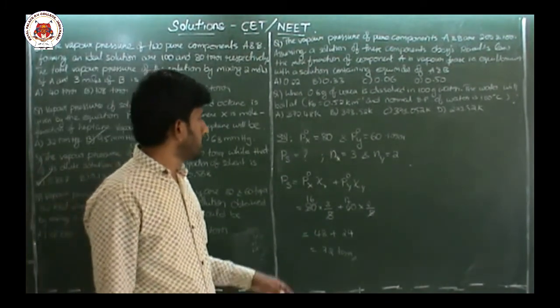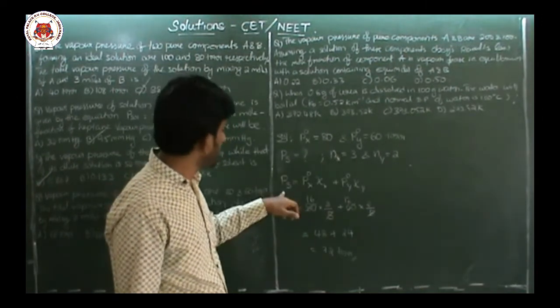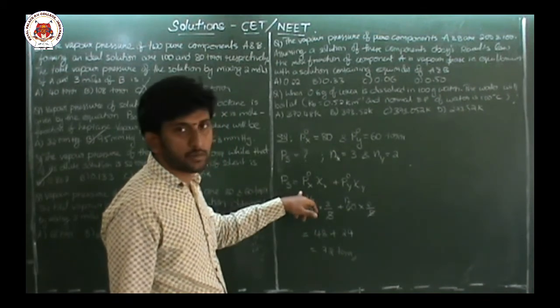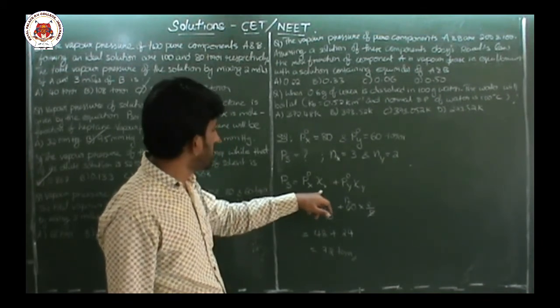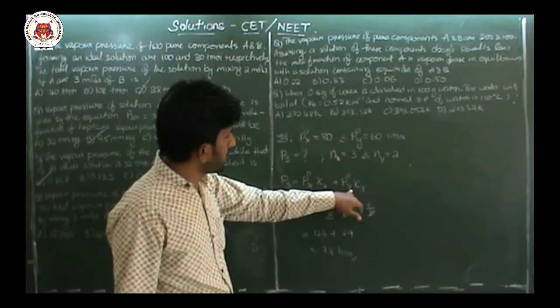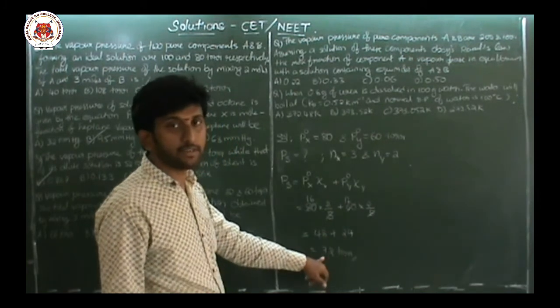Okay. First the pure vapor pressures are given, then the number of moles are given. Applying Raoult's law, the total solution pressure is equal to the mole fraction of component X into the pure vapor pressure of X, plus the pure vapor pressure of Y into the mole fraction of Y. Then you calculate it, you will get 72 torr.